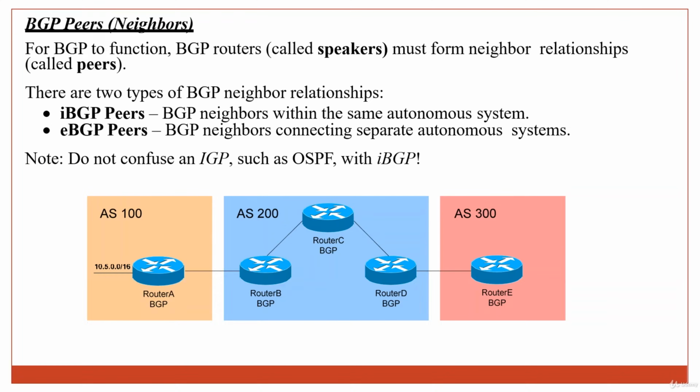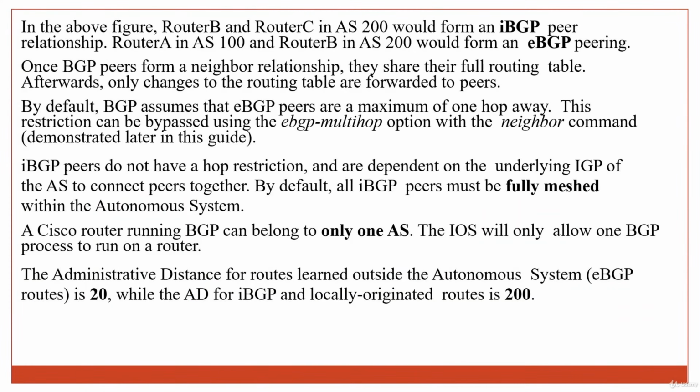Now we can have two types of neighbor. We can have iBGP, or we can have eBGP, interior and exterior BGP. iBGP means within the autonomous system. So in this diagram, routers B, C, and D are iBGP peers, or they can be iBGP peers. And then different autonomous systems like AS 100, 200, 300, they can be eBGP, exterior BGP peers.